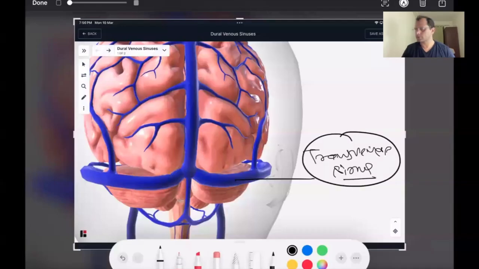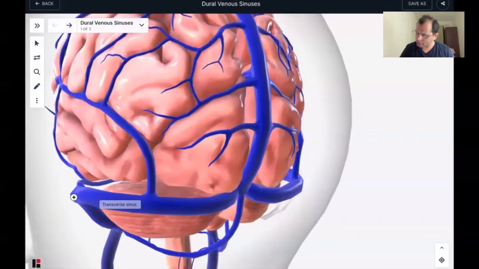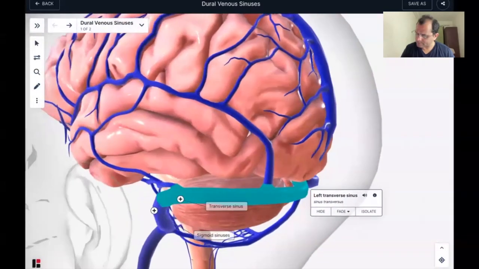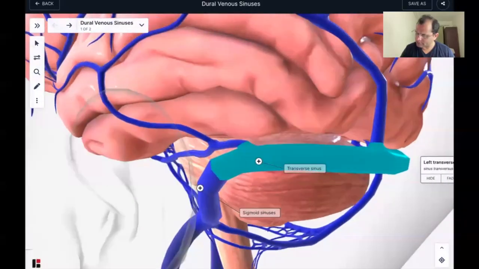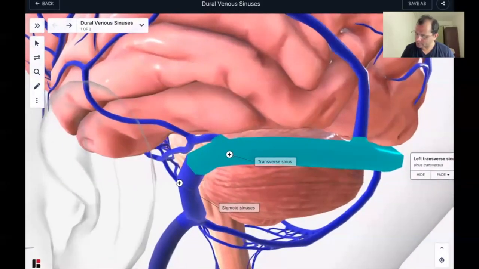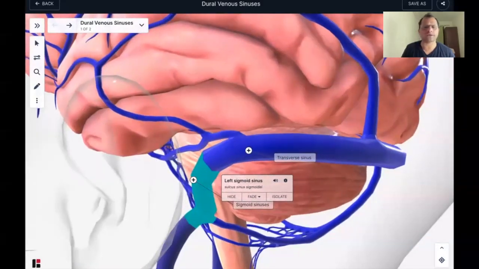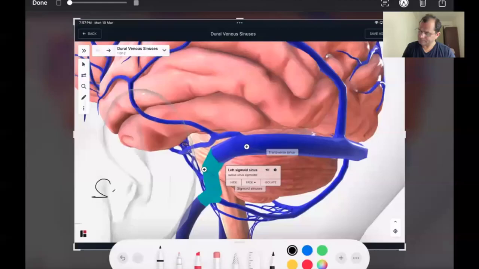Okay. Now, we can see how the transverse sinus is going. Then after that, it is changing shape. It's going down, so it becomes S-shaped. Now we can see it's like an S-shape. So we are calling it the sigmoid sinus. Sigmoid sinus.